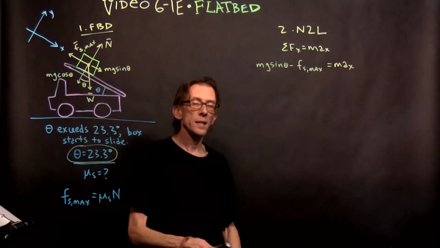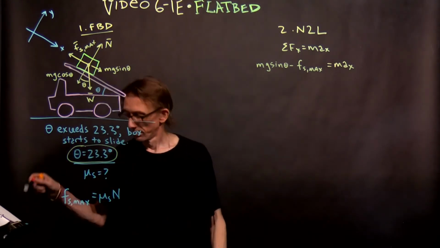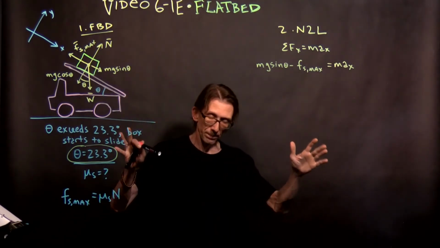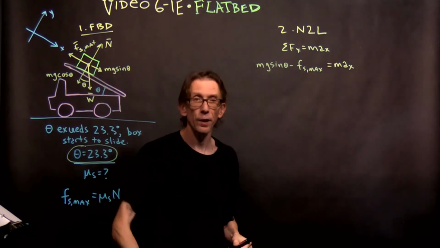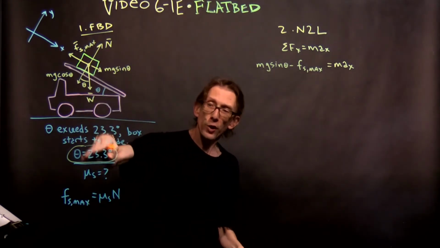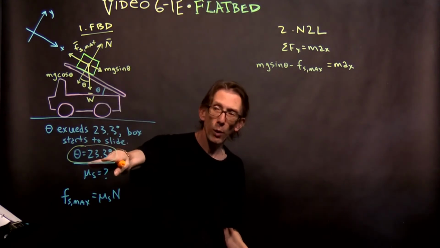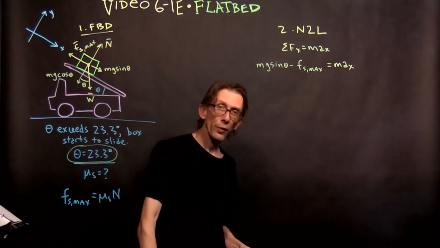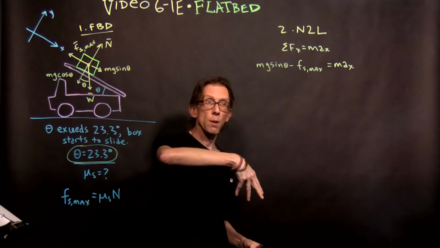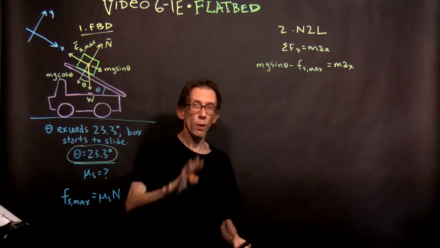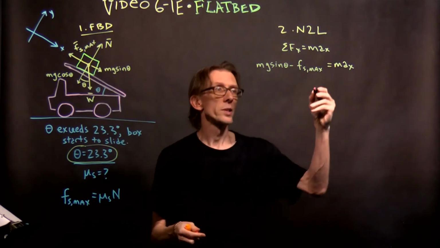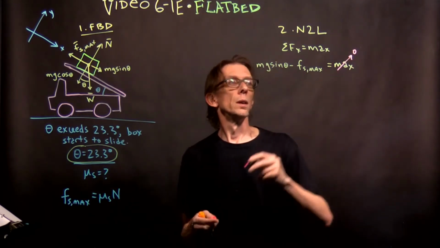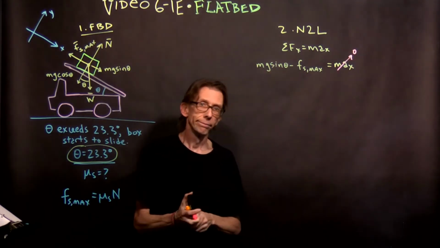Now, what is a sub x equal to? Zero, it's not moving, right? This is static friction. If the dude and truck were to hit the lever a little bit more and it were to surpass 23.3, then we'd have the box in motion. Then we'd have acceleration. But right now, the box is not moving. It's at that critical angle. So this is zero. Ain't nobody going anywhere, okay?